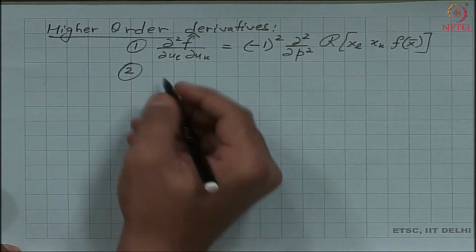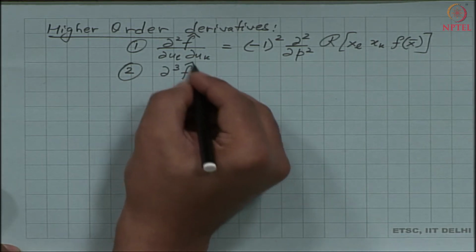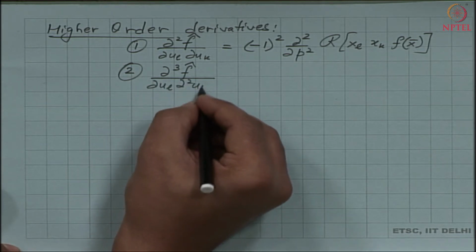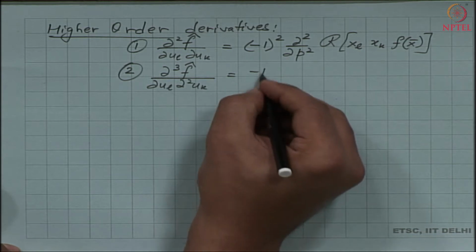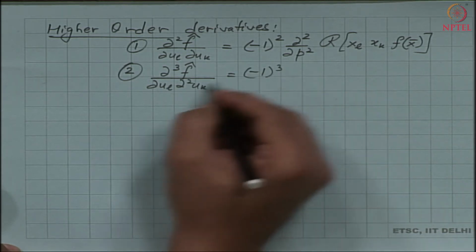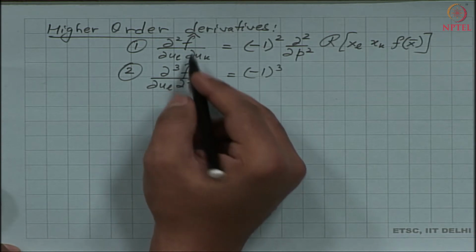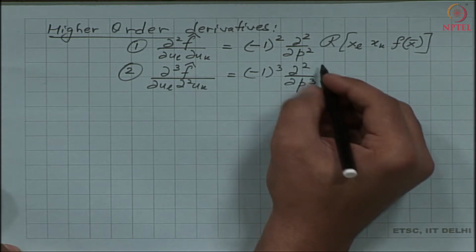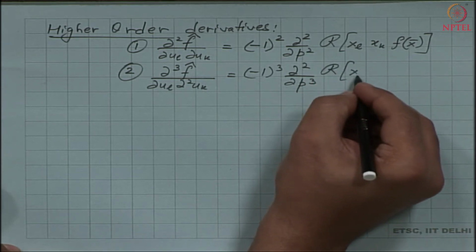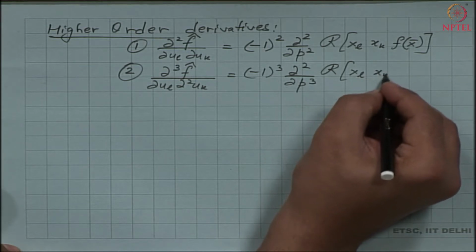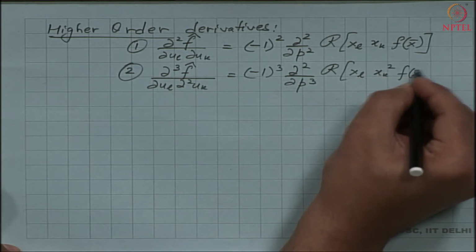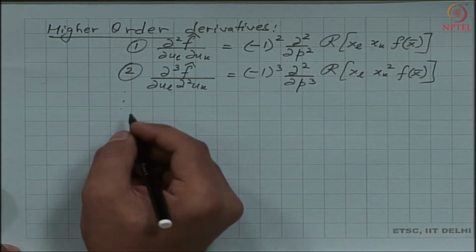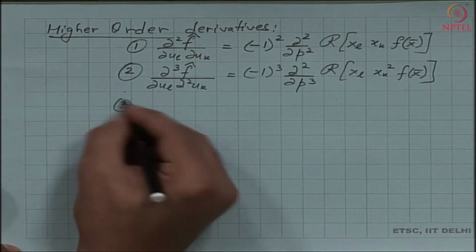Writing for higher derivatives, I see that this is also equal to, let me see what is the third derivative, this is del u_l del squared u_k. I see that this is (negative 1) cubed. I am just generalizing this result for the second derivative, third derivative and so on. So, this is the third derivative with respect to p of the Radon transform of x_l x_k squared f(x), and let me now write down the more general case for the second derivative here.